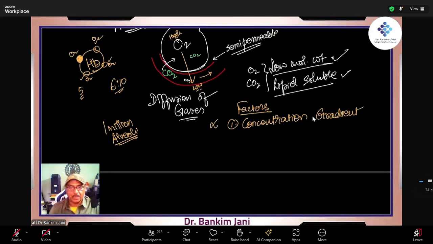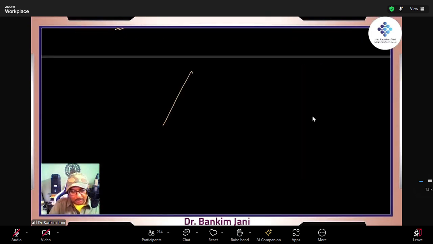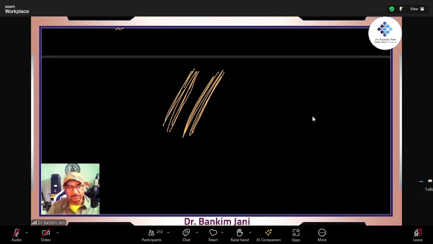Concentration gradient means how much oxygen is available in the alveoli. Now, say someone is having bronchitis. Here is a bronchus, which is a path. There is inflammation, so there is swelling, and the path is narrow.